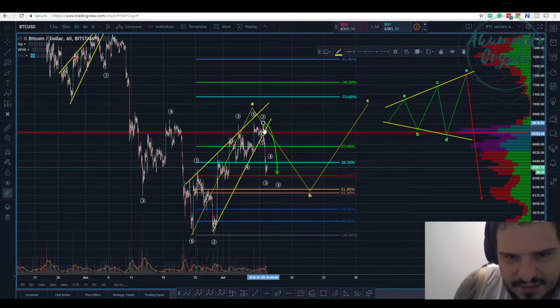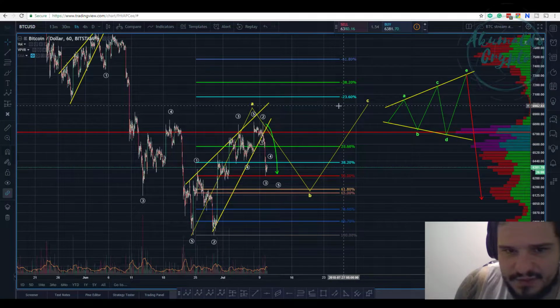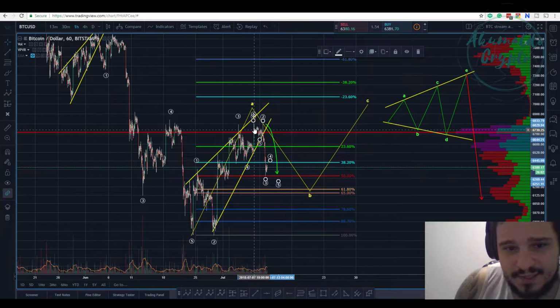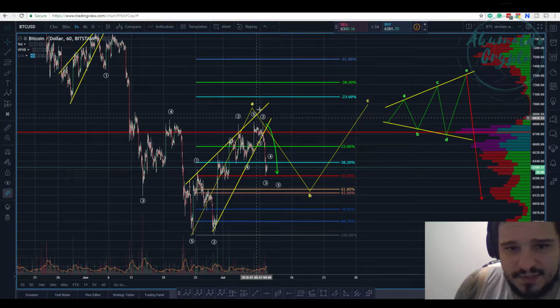Just let me wipe this line here because I drew it yesterday. I said that we would have this weakness yesterday, and so we had. Yes, I saw the price declining.